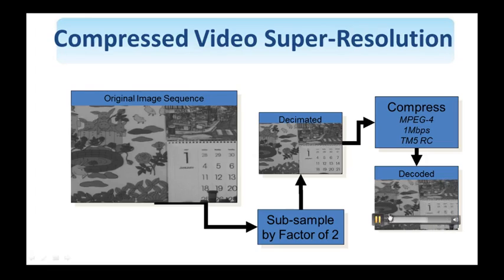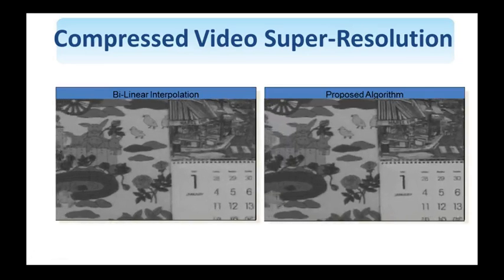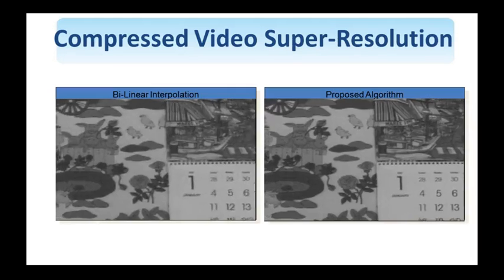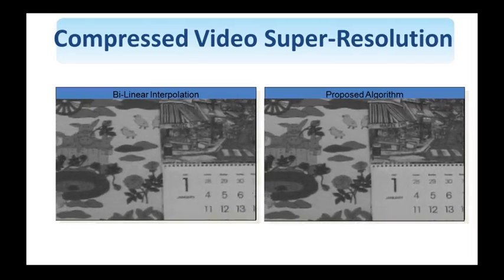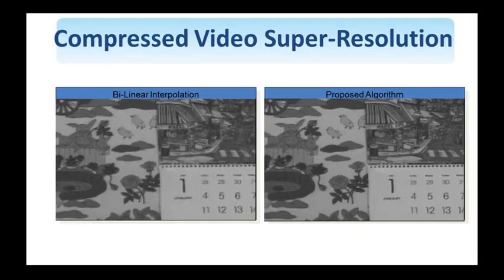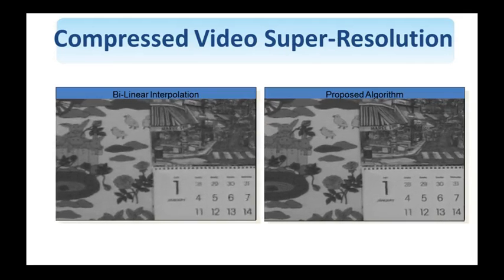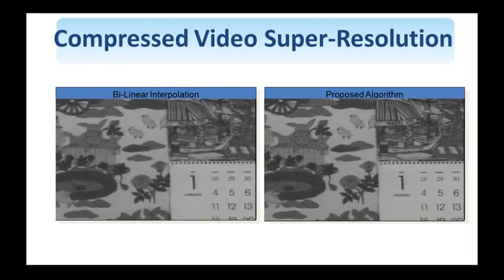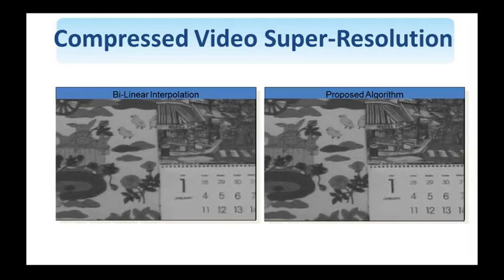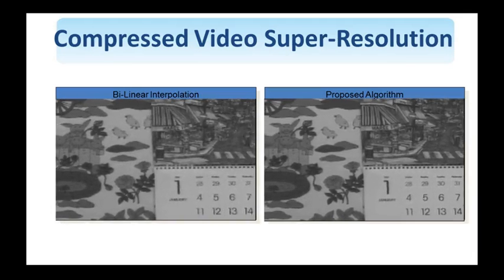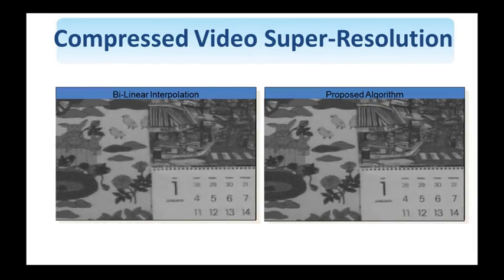So the objective is to work with this compressed downsampled video and come up with an estimate of the video at the original resolution. So there are two results. On the left is the result based on bilinear interpolation, and on the right on an algorithm that we developed. So by comparing them side by side, it should be clear that a lot of the artifacts are not there with the so-called proposed algorithm here, and it represents by and large a very good representation of the video at the original resolution.